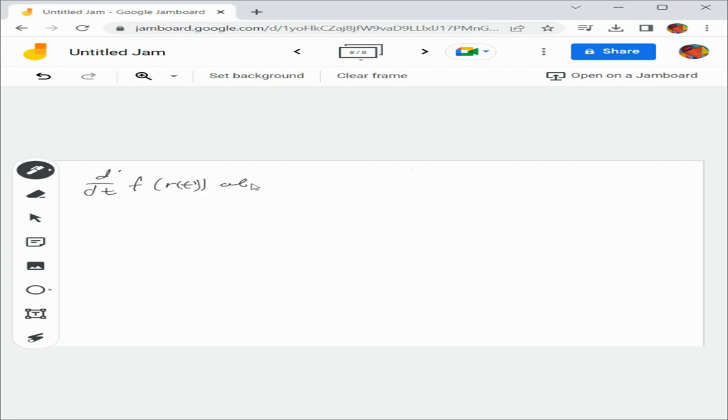So to t equals 0, and then we have, oh, we're doing a derivative. Okay, that's kind of fun.